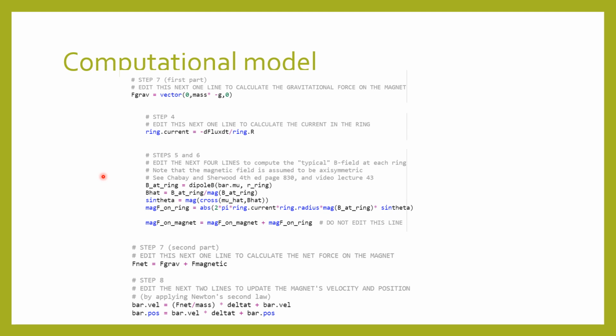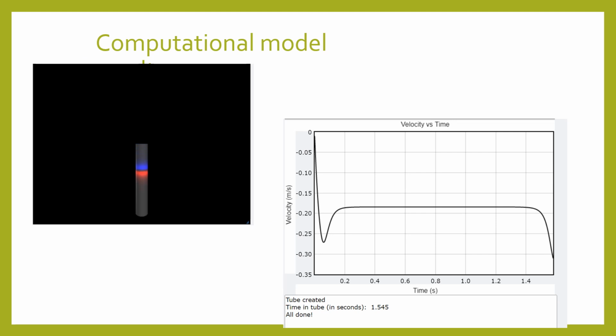And here we have the magnetic field at the ring, the B hat, and the magnetic field on the ring and on the magnet. Then we calculated the net force on the magnet, which is just the force of gravity plus the force of the magnets. Finally, we updated the magnet's velocity and position with the velocity formula and the position formula. These are the results that I got from the computational model.